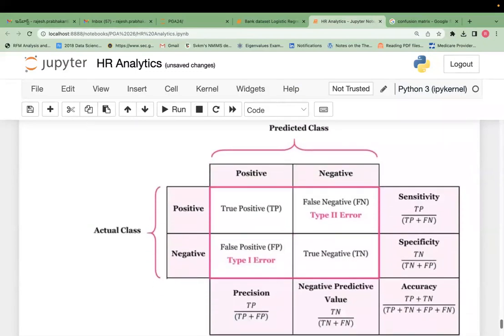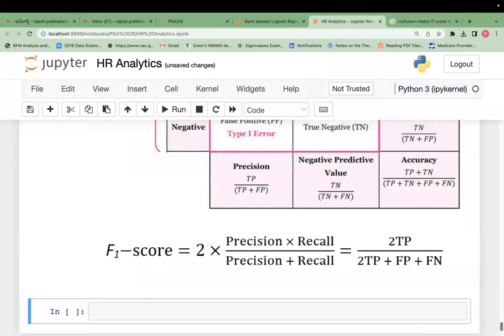So these are the various metrics which are calculated from it. The most important is true positive plus true negative divided by all four: true positive plus false negative plus false positive plus true negative. So all four, this is the core metric. First, you should always look for accuracy. Then other metrics: sensitivity, specificity, precision. One more metric is F1 score, which nowadays is also one of the important metrics.